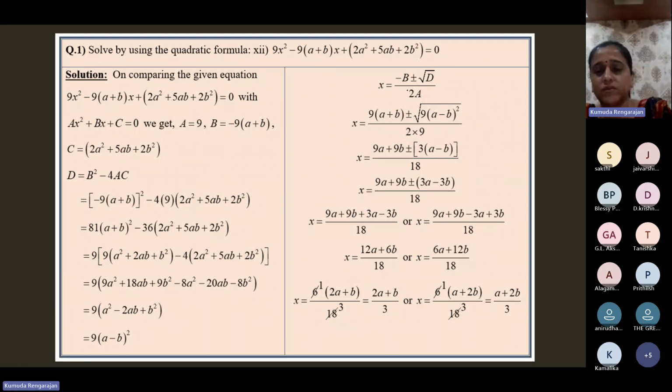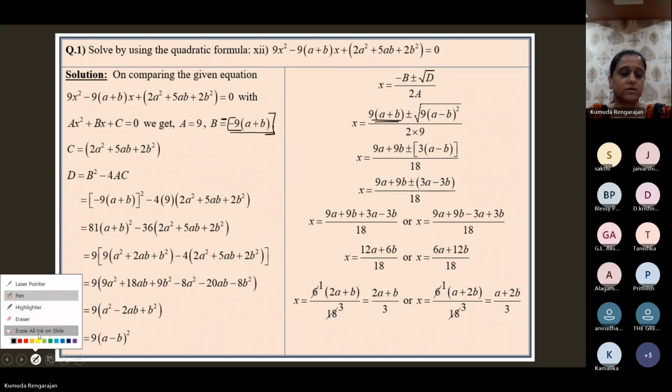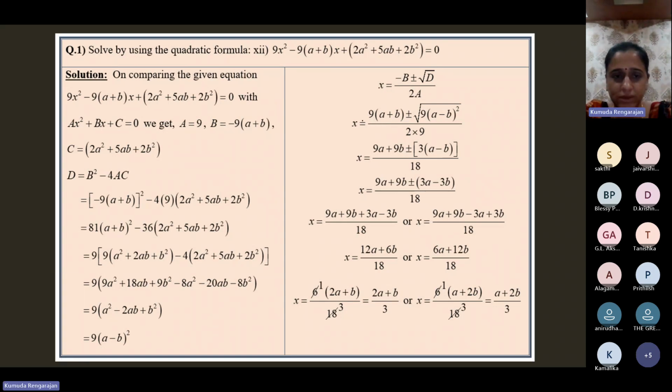So x is equal to minus b plus or minus root d by 2a. So x is equal to minus b. See here, what is b, children? This is b. So minus b. Minus b will be this one. Minus and minus is plus. So minus b is 9 into (a plus b). I've written that directly.